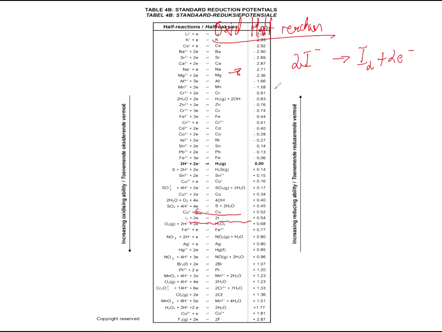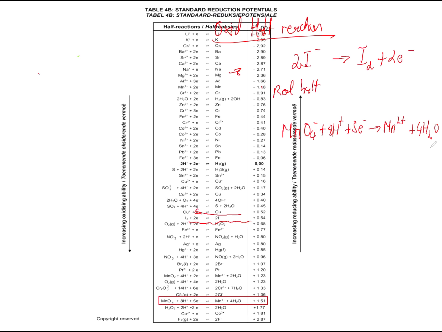And then we have our reduction half, which is going to be all of this exactly as it is, guys. MnO4 minus plus 8H plus plus 5e to give us Mn2 plus plus 4H2O. Now, obviously, we want to balance the number of electrons, so we'd have to cross multiply.